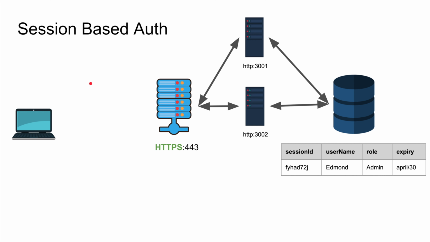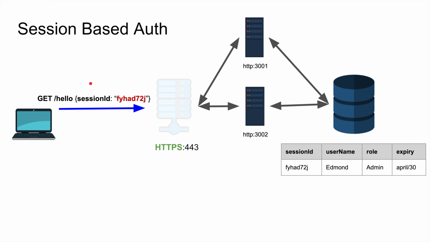So the client says, I want to say hello. This is a new REST endpoint. And here's my session ID. How do I send it? I don't care. Send it via cookies. Send it via auth header. Send it as a post request. Send it as a get parameter. I don't care. You can use any method. There are pros and cons of each one. Well, as long as you send it to us, we will take that session ID.